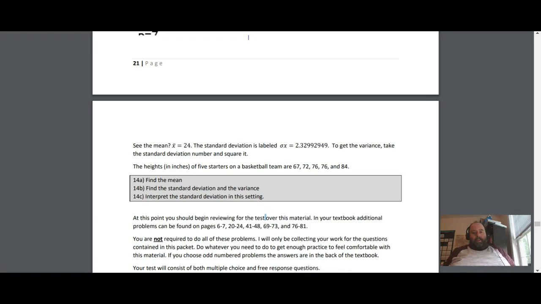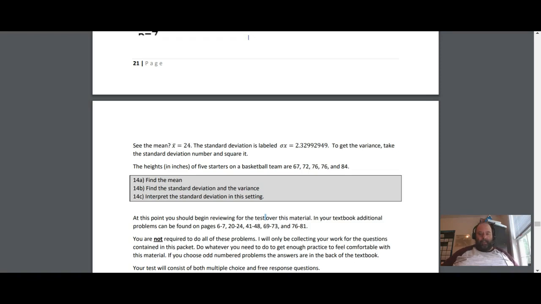Okay, so let's look at problem 14 from the summer work. It says to find the mean, the standard deviation, and the variance, and interpret the standard deviation in this setting. And it gives us 5 numbers.